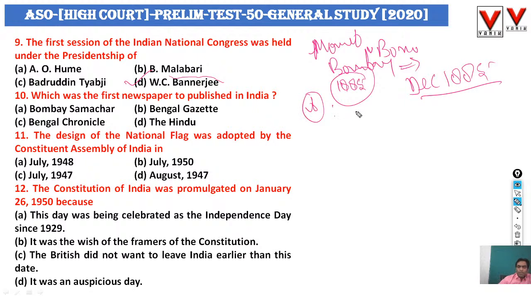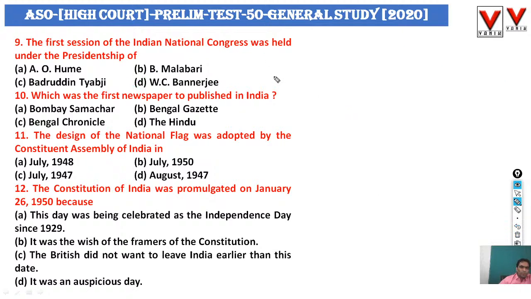Next question we are going to discuss is the 11th. The design of the national flag was adopted by the Constituent Assembly of India in July 1947. Right answer is C. So that means the design of the national flag was adopted by the Constituent Assembly in July 1947.